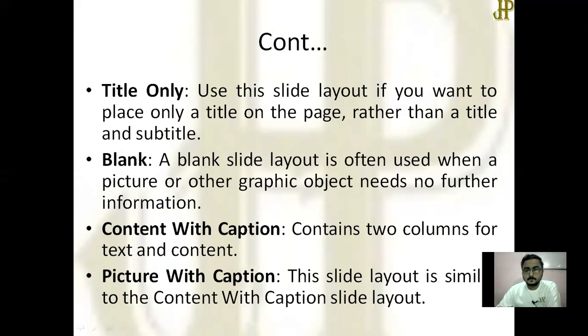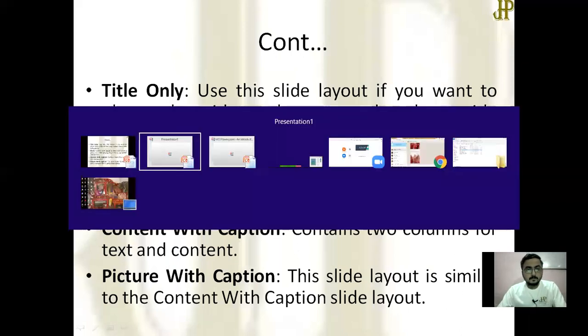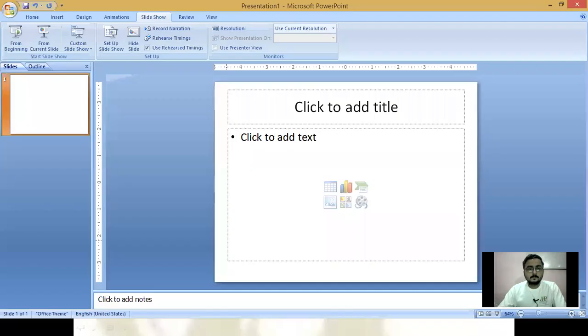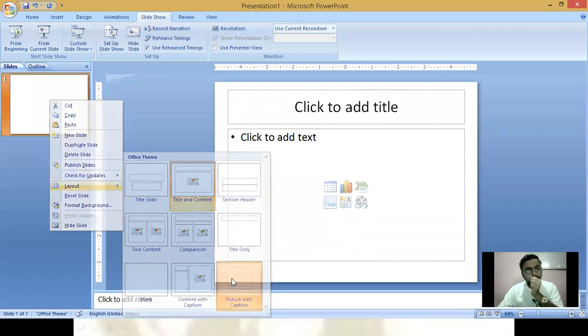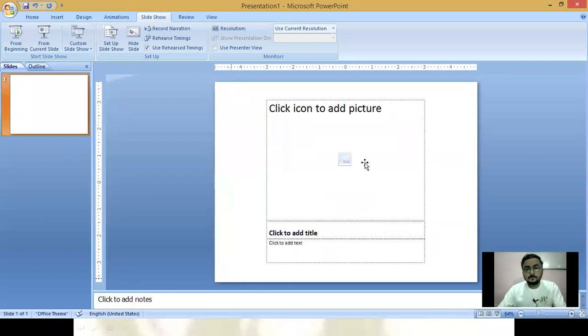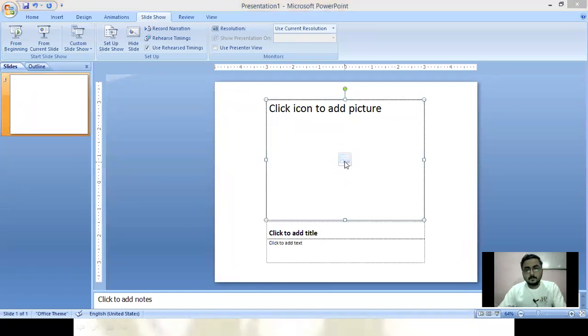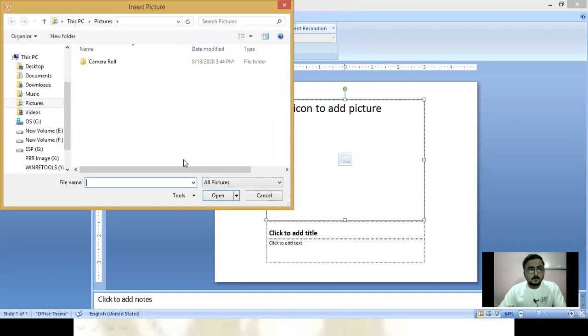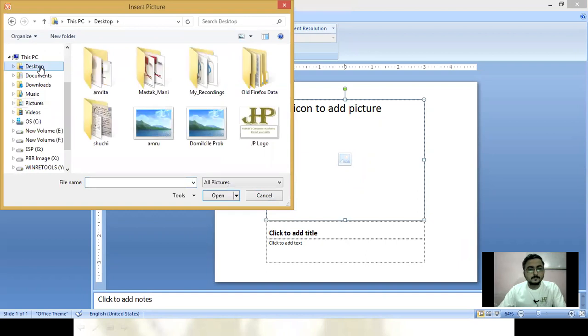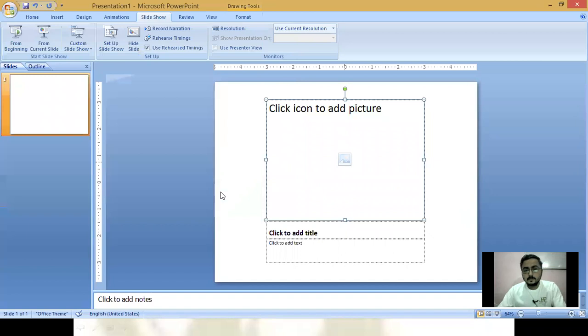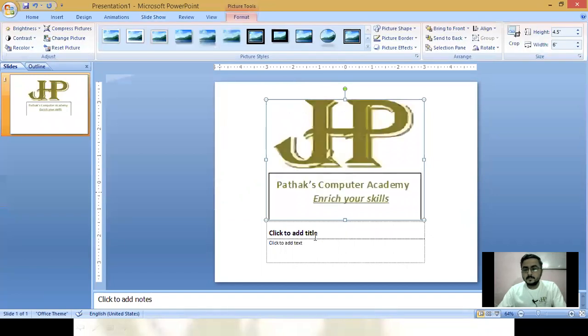Okay. I'm going to give you the example. Let us go to the layout and click on picture with caption. So here you can add a picture, whatever you want. For example, I have just entered my icon. Okay, so the picture is inserted.